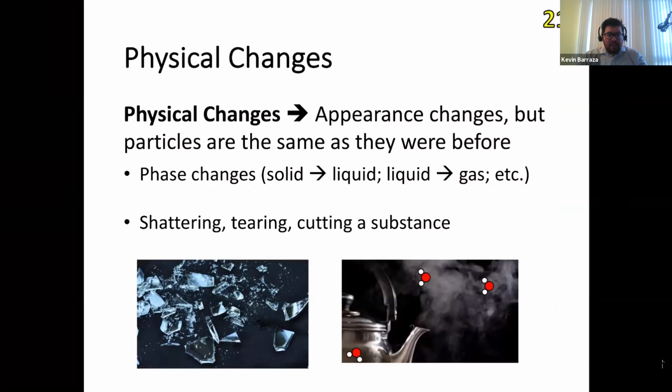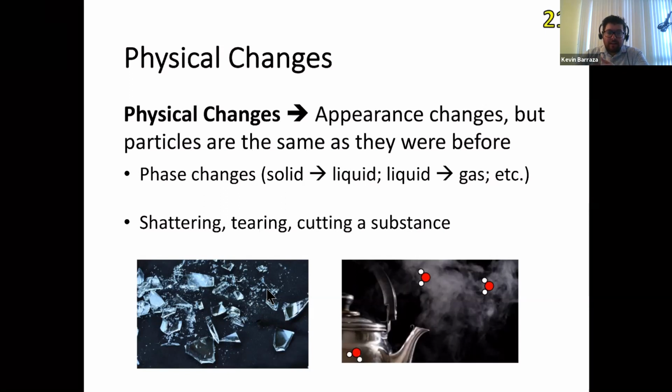Contrast that to physical changes, where the appearance changes, but the particles are the same as they were before. Some examples are phase changes, so turning something from a solid to a liquid or a liquid to a gas. Those are considered physical changes. Shattering, tearing, or cutting. Anytime you're changing the appearance in some way, that is going to be a physical change. Even though I shatter glass, the pieces are still glass. And so that's the big difference between a chemical change and a physical change.